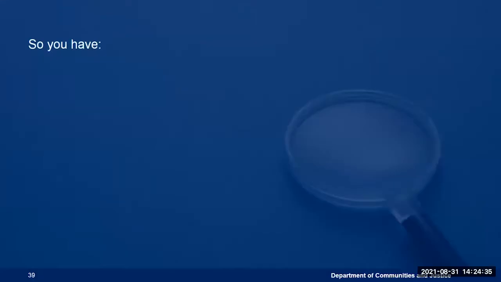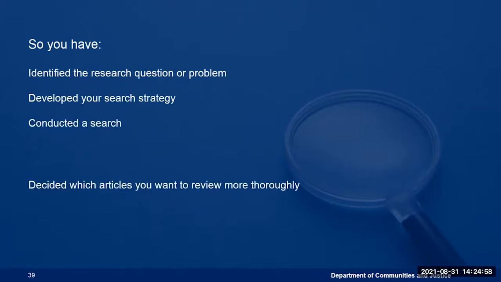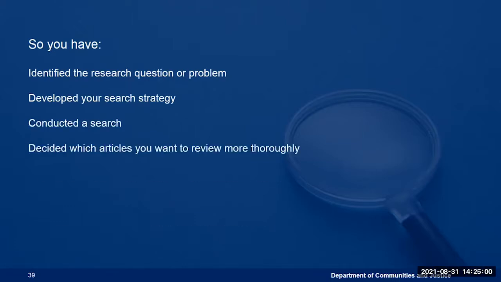Okay, so you have identified your research question or problem. You've developed your search strategy using either the concept system or the PICO model. Either one would work okay, depends on preference, I guess. You've conducted your search. You've decided which articles you want to review more thoroughly, and what's next.